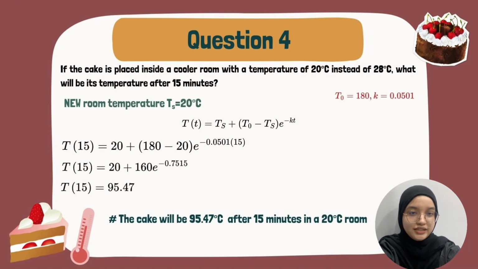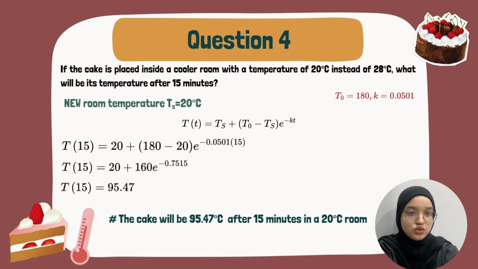Next, we will look at the last question. If the cake is placed inside a cooler room with a temperature of 20 degrees Celsius instead of 28 degrees Celsius, what will be its temperature after 15 minutes? As we already know, our original T0 is 180 and our K is 0.0501. So, now the new room temperature is 20 degrees Celsius. We just substitute t equals 15 into the equation.